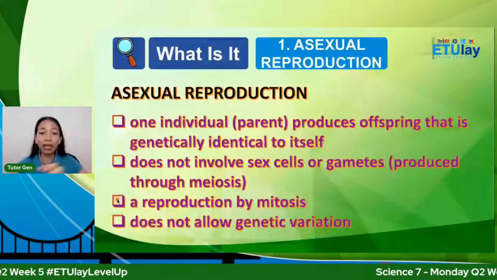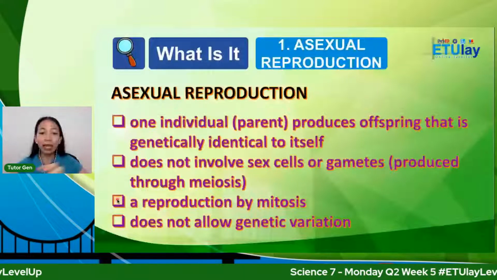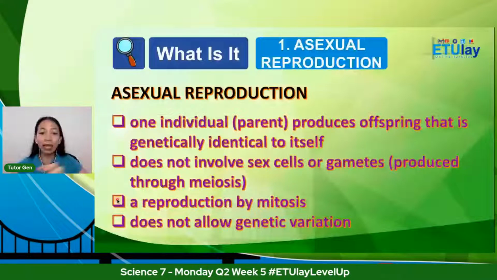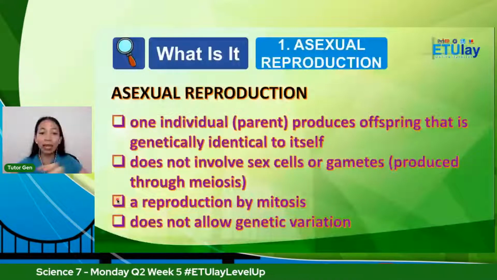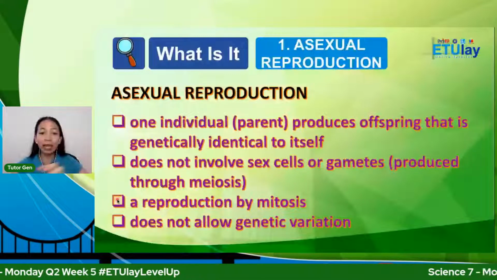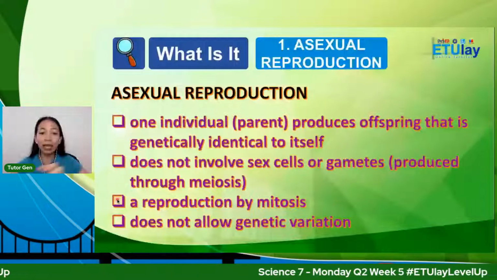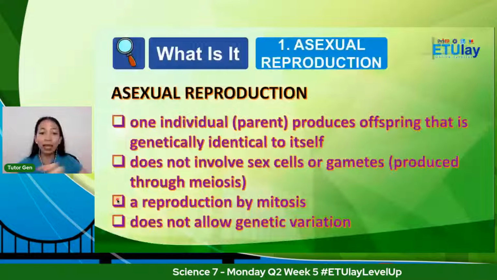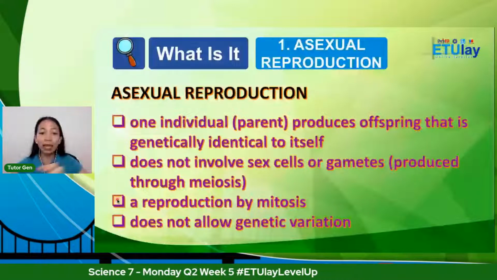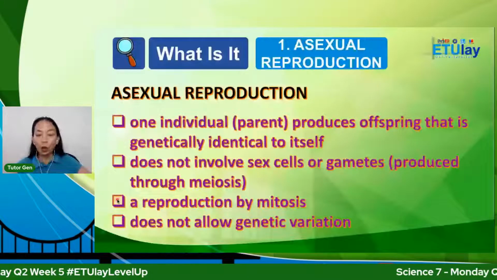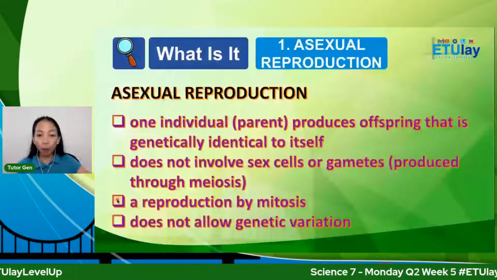Andun na yung gusto niya na magiging characteristics ng anak. Then for asexual reproduction, we have types. So tandaan, type. So first type is vegetative propagation. Second, we have binary fission. Third, budding. Fourth, spore formation.